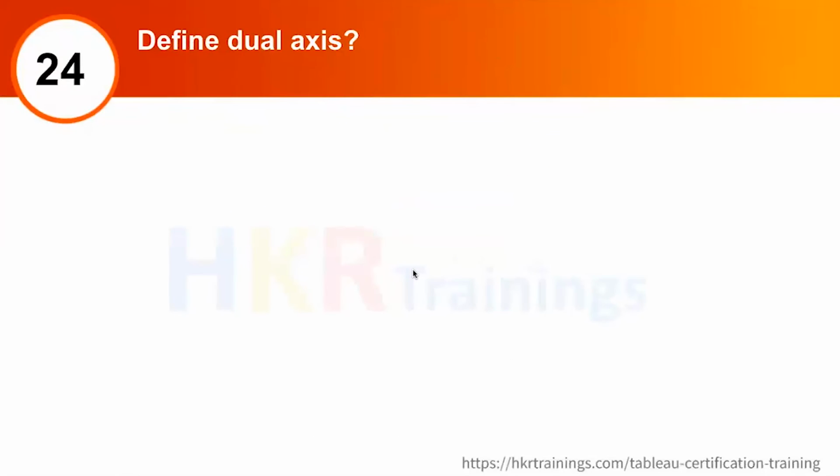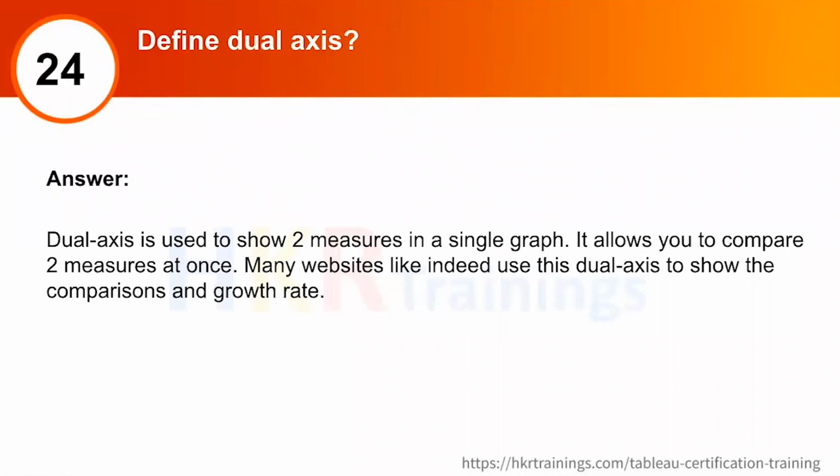Okay, let's move to another part, dual axis. This is the same thing which I showed before. Dual axis is used to show two measures in a single graph. It allows you to compare two measures at once. Many websites use this.